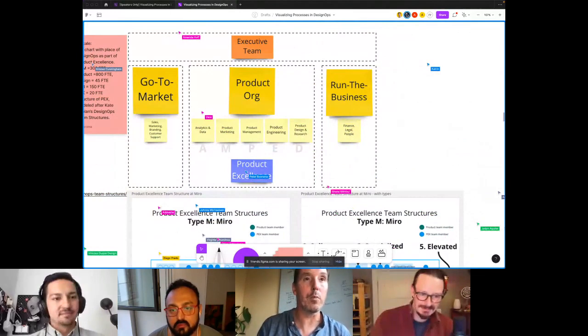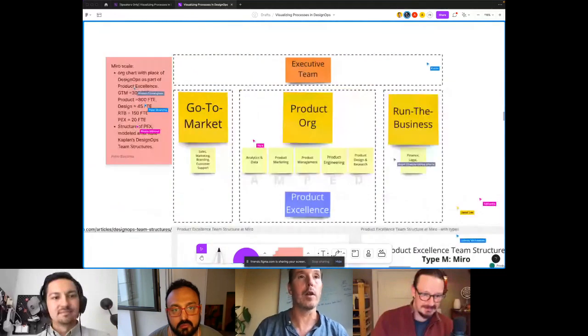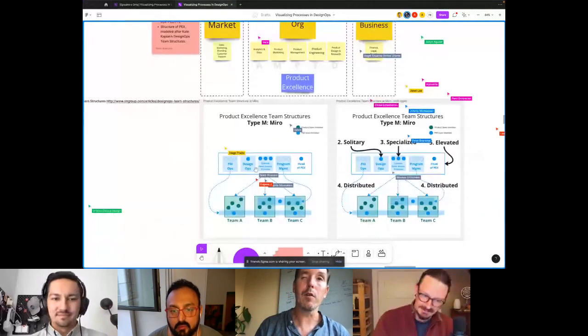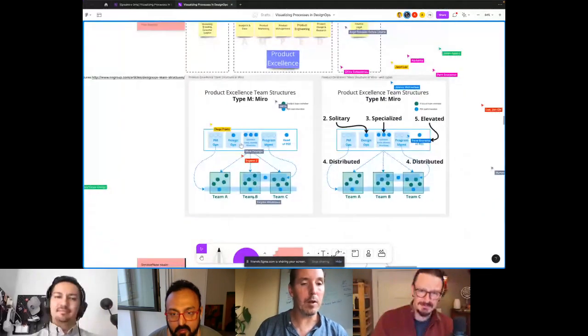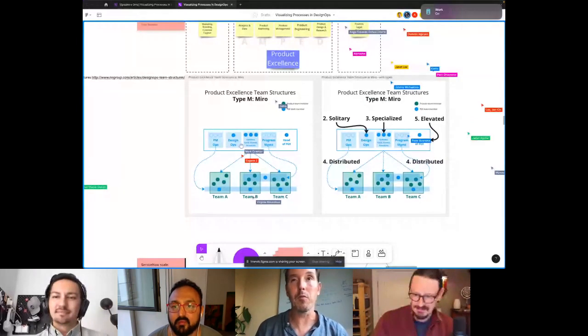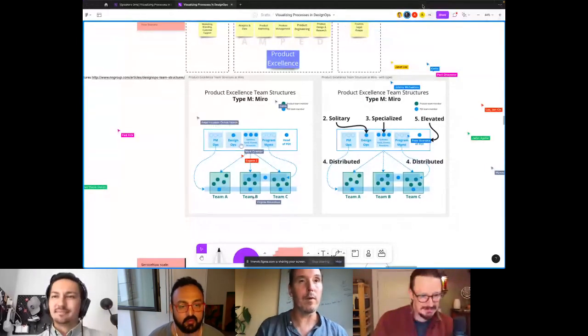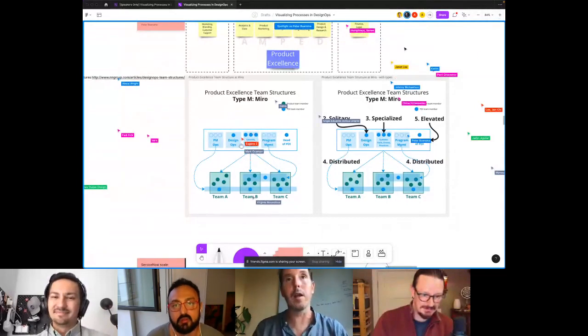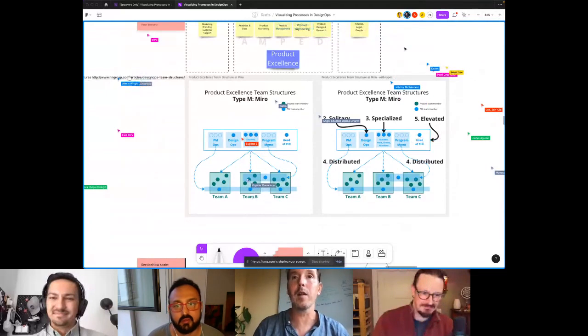So if you're a ratio person, you can look at that. What I also did was model this product excellence team using the visual language that Kate Kaplan used when she describes the team models for DesignOps teams. If you haven't read that article, go read it first, and then look at this diagram and you'll understand it better.